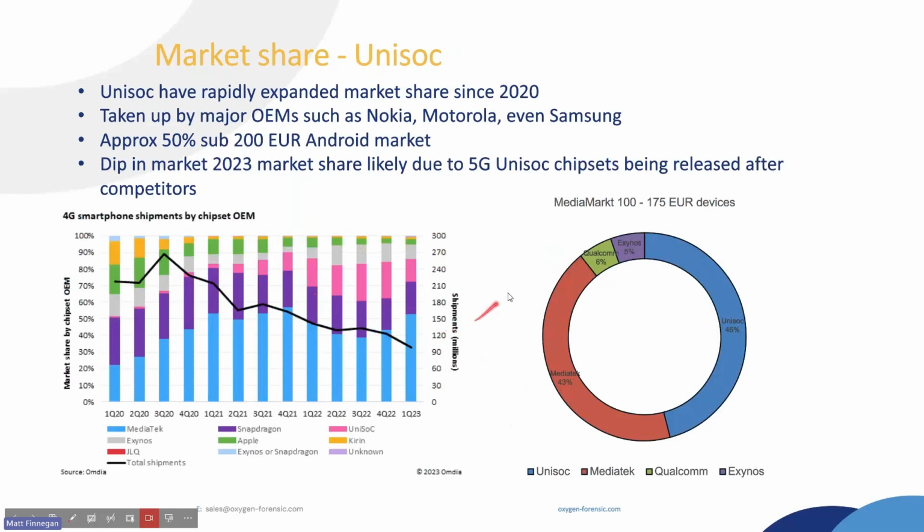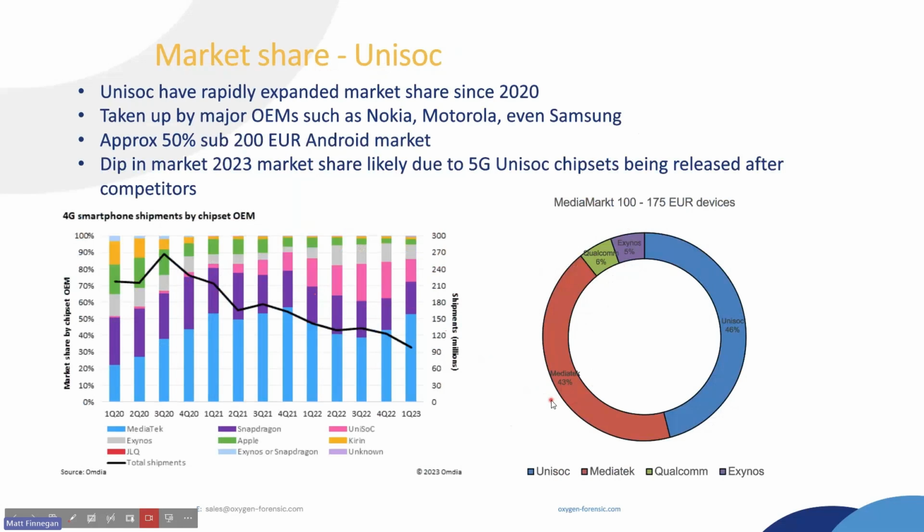And we can see that if we go into any Media Markt or Media Expert or any of those shops that sell electronics, and look at all of the phones between 100 and 175 euros, about half of them are MediaTek and about the other half are Unisoc, with a few Qualcomms and Exynos in there. Those Qualcomm and Exynos devices are probably not new devices. They're probably slightly older devices that have gone down in price. Pretty much all of the new devices at that price point are going to be MediaTek or Unisoc. So super, super common chipsets.